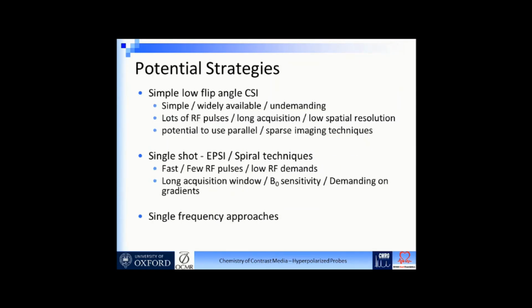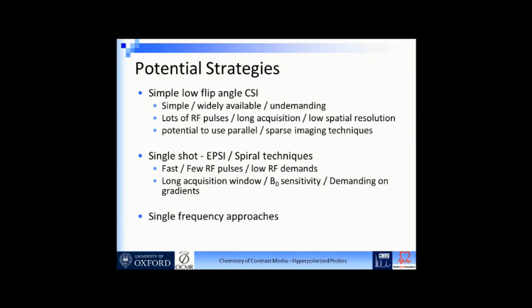So some potential strategies that have been applied, just a simple low flip angle chemical shift imaging approach was used initially. It's very simple, it's widely available on most MR systems, it's not particularly demanding on the hardware, but it does use a lot of RF pulses and tends to take quite a long acquisition window with low spatial resolutions, and so it tends to be relatively limited in terms of multiple time point imaging.